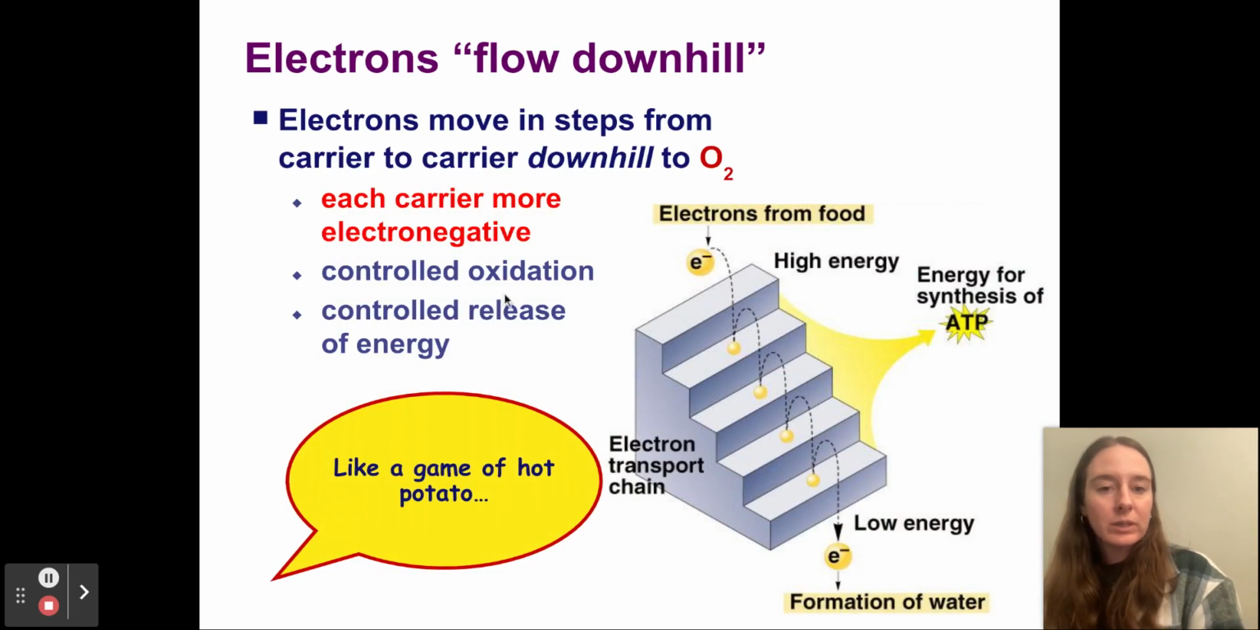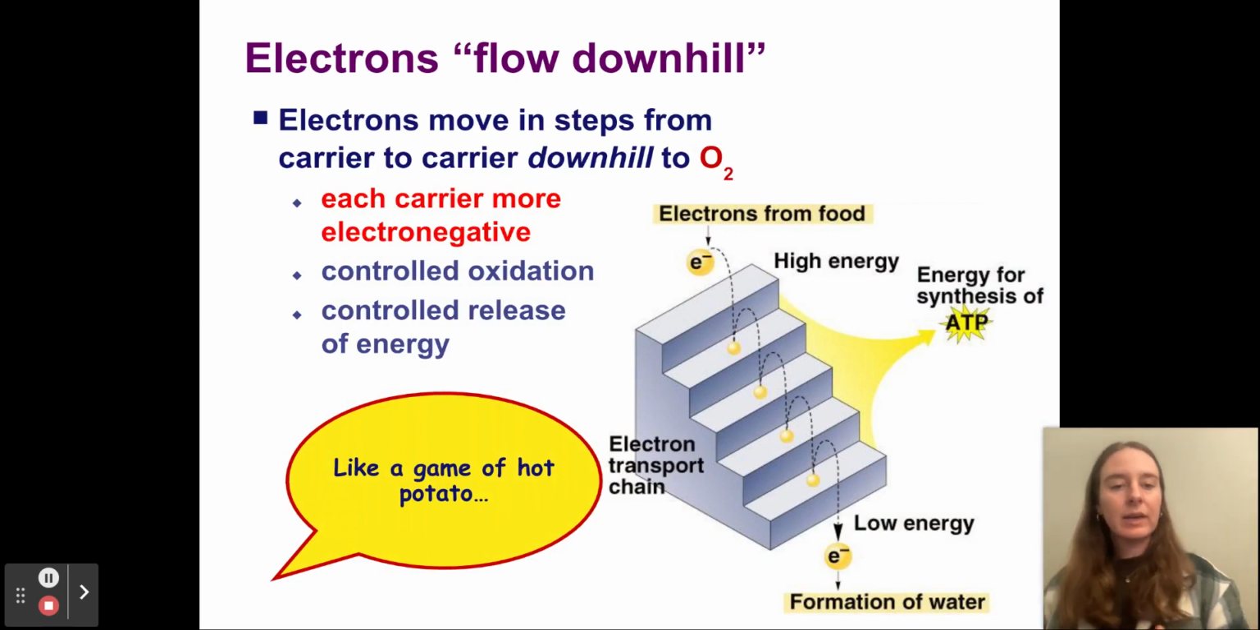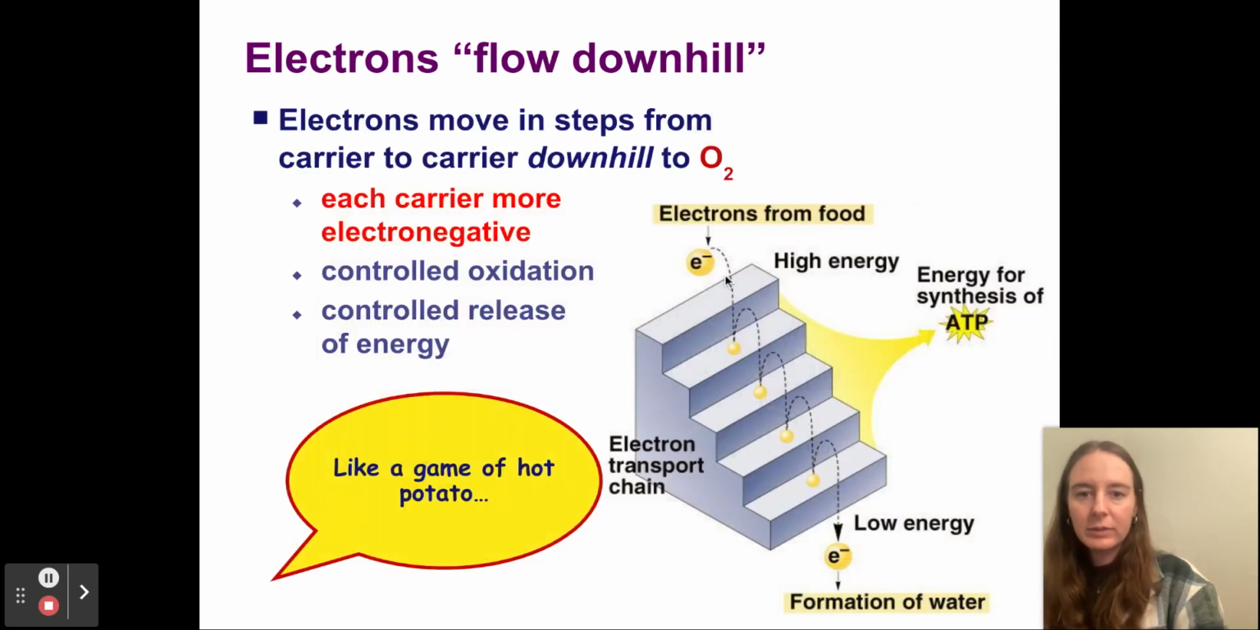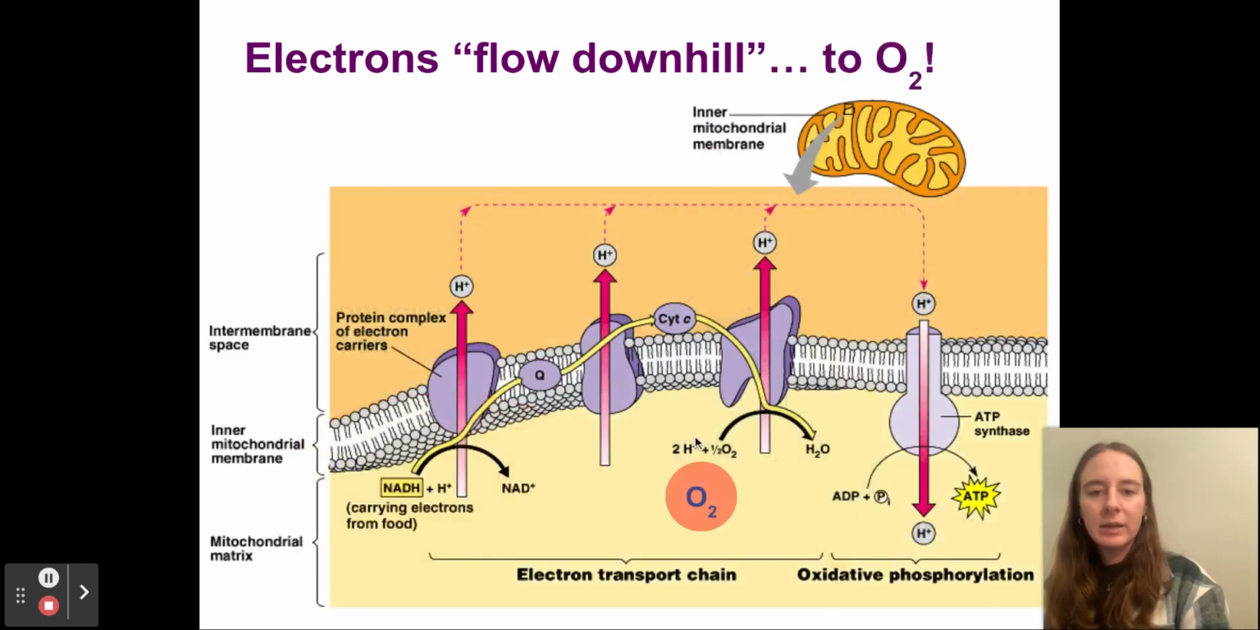And this is controlled oxidation because we're slowly pulling that electron. It's kind of like a game of hot potato. One of these electron carriers is taking it and passing it on to the next. And as we're doing that, we're releasing energy piece by piece. And remember that energy is being used to shuttle those hydrogen ions out into the intermembrane space.